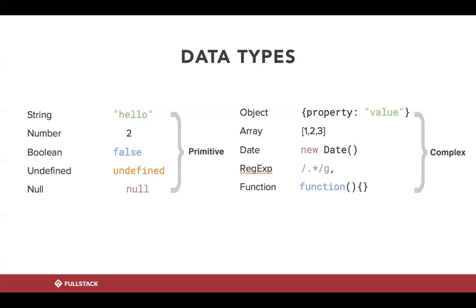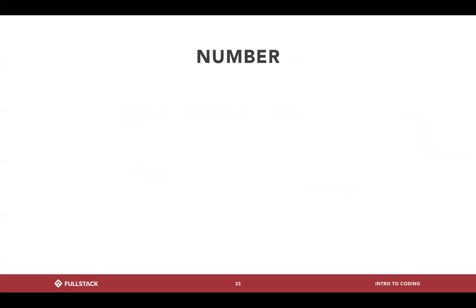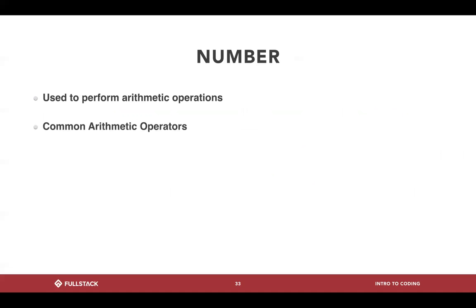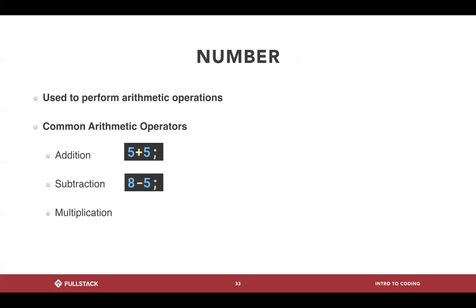Then we have functions, and functions do things. Functions perform actions. So there we go. We got primitive and complex. So primitive values, numbers, they're used to perform arithmetic operations, right? Common arithmetic operators: addition, subtraction, multiplication, division, right? Numbers are used to complete these operations.